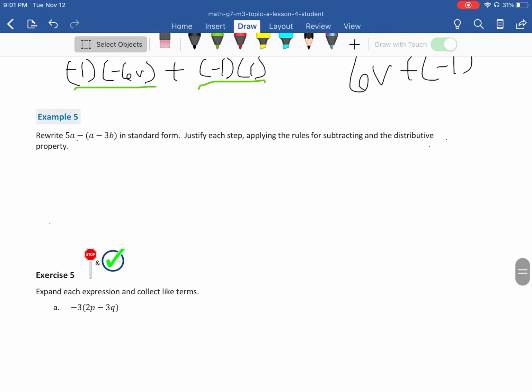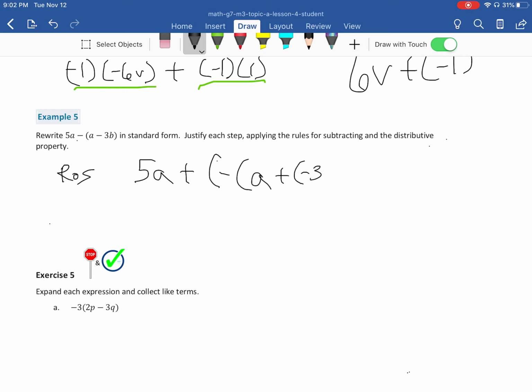So let's rewrite 5a minus 3b in standard form. Let's justify each step as we're going along. So the first step is the rule of subtraction. So let's change these two subtraction signs to a plus. And remember, when you change the subtraction to a plus, the next number becomes the opposite, which we were just talking about before. So 5a plus, then my next number becomes the opposite, a. And then I have to do that again, the opposite of 3b.